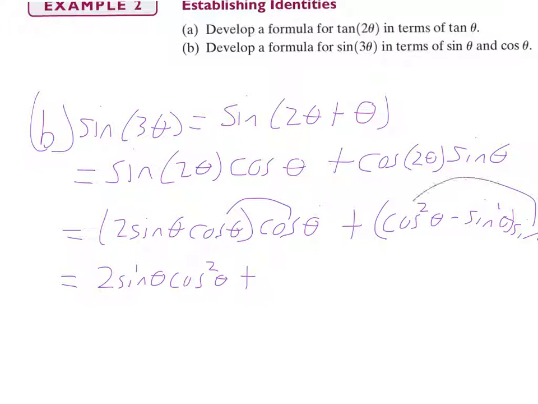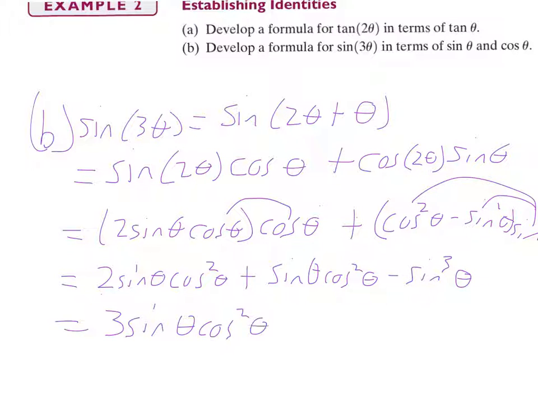Plus, now if you distribute this sine on the end, that would be plus sine of theta cosine squared of theta. And then minus sine squared times sine would be sine to the third. Now if you want to combine like terms, you have a 2 sine theta cosine squared plus sine theta cosine squared, so that would be 3 sine of theta cosine squared of theta minus sine to the third of theta.